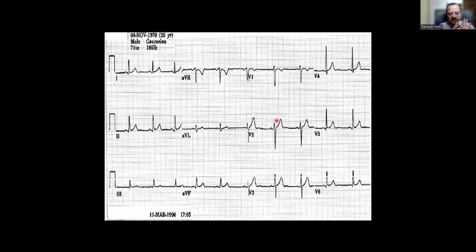So now concentrate and try to interpret. Is the PR interval normal or abnormal in this ECG?